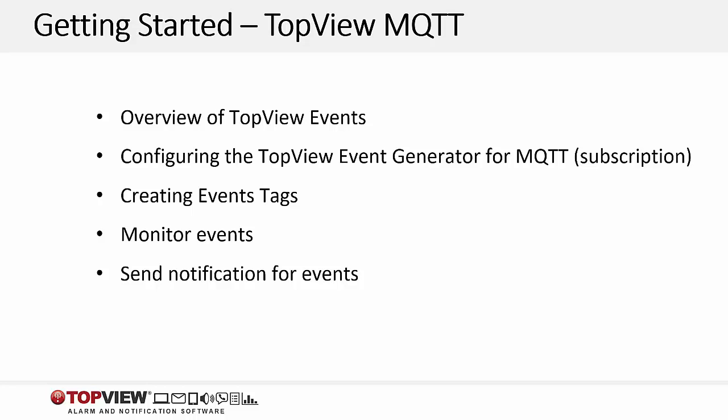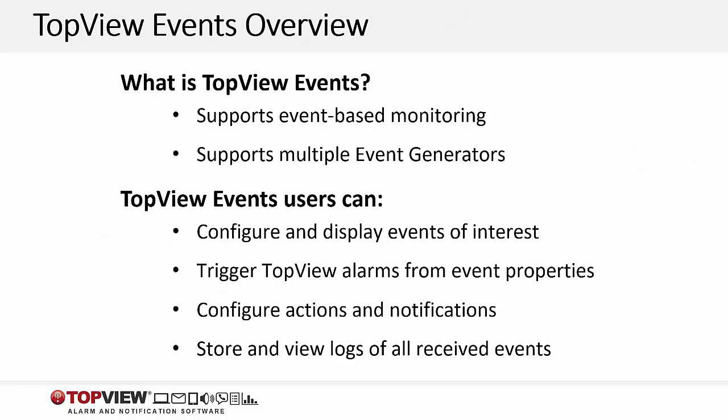violates normal operating ranges. TopView Events is a version of TopView alarm and notification software that supports event-based monitoring. TopView Events is designed to handle multiple event generators, such as MQTT, through a standard interface. With TopView Events, users can configure the types of events that should be monitored, display the events as they occur, trigger TopView alarms based on properties of the incoming events, configure actions and notifications for the TopView alarms, such as email, SMS, and voice callout, and store and view logs of all received events.